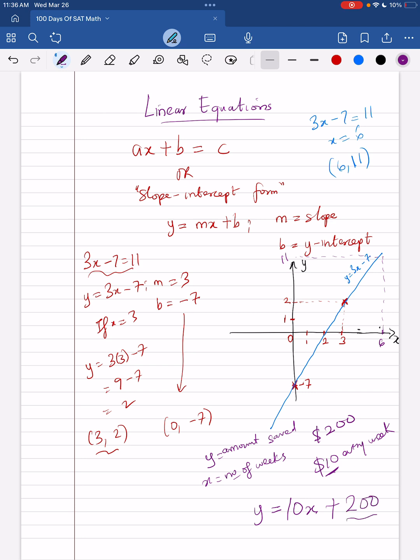Now, let's say you've been saving for 20 weeks now. 20 weeks is about 5 months. So how much do you have at the end of 5 months? Y would be 10 times x, remember x is in weeks, so 5 months is 20 weeks, plus 200, which is 200 plus 200, which is $400. Y is amount saved in dollars. So at the end of 5 months or 20 weeks, you've saved $400.